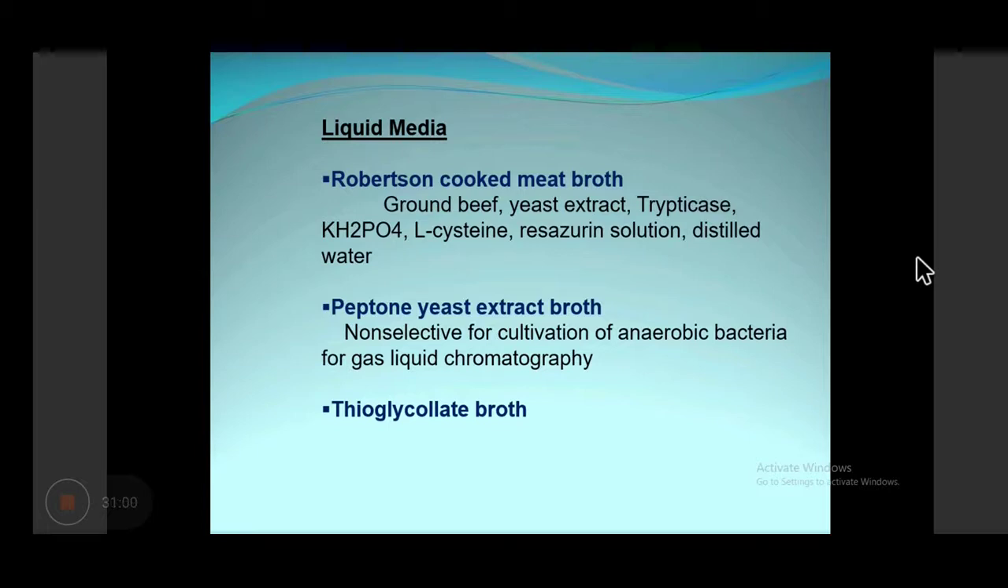Peptone yeast extract broth, thioglycolate broth, glutamate broth. These are other examples of anaerobic media. Then we use the KVLB medium here, the kanamycin, vancomycin, laked blood agar. This is the hemolyzed blood we use in this blood agar plate.